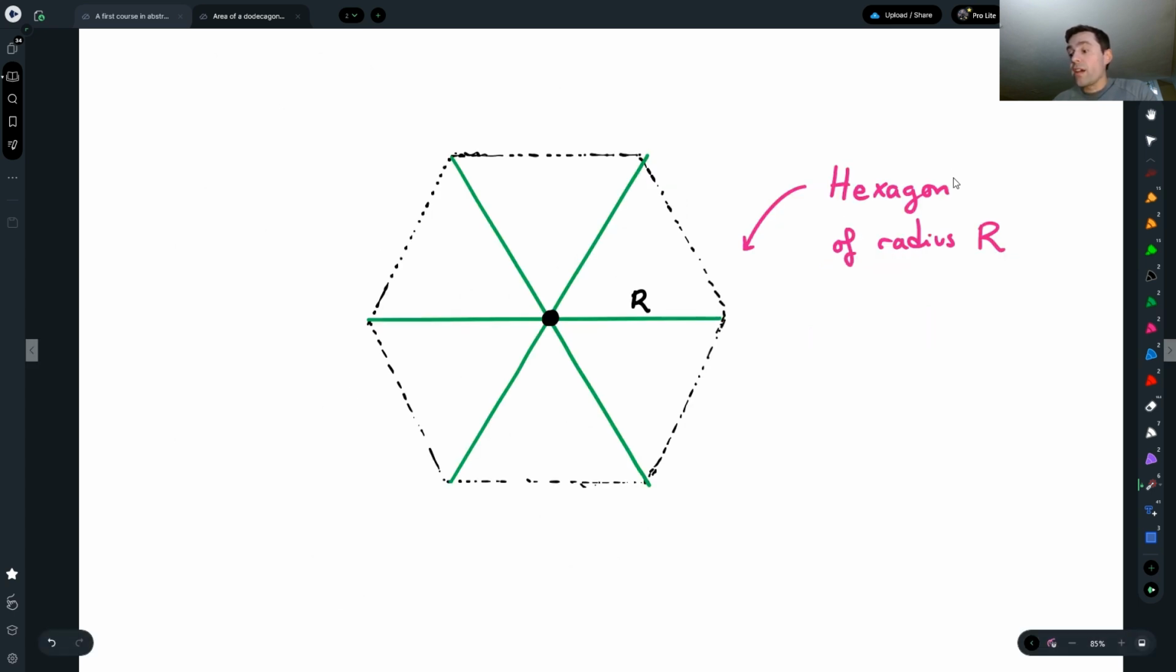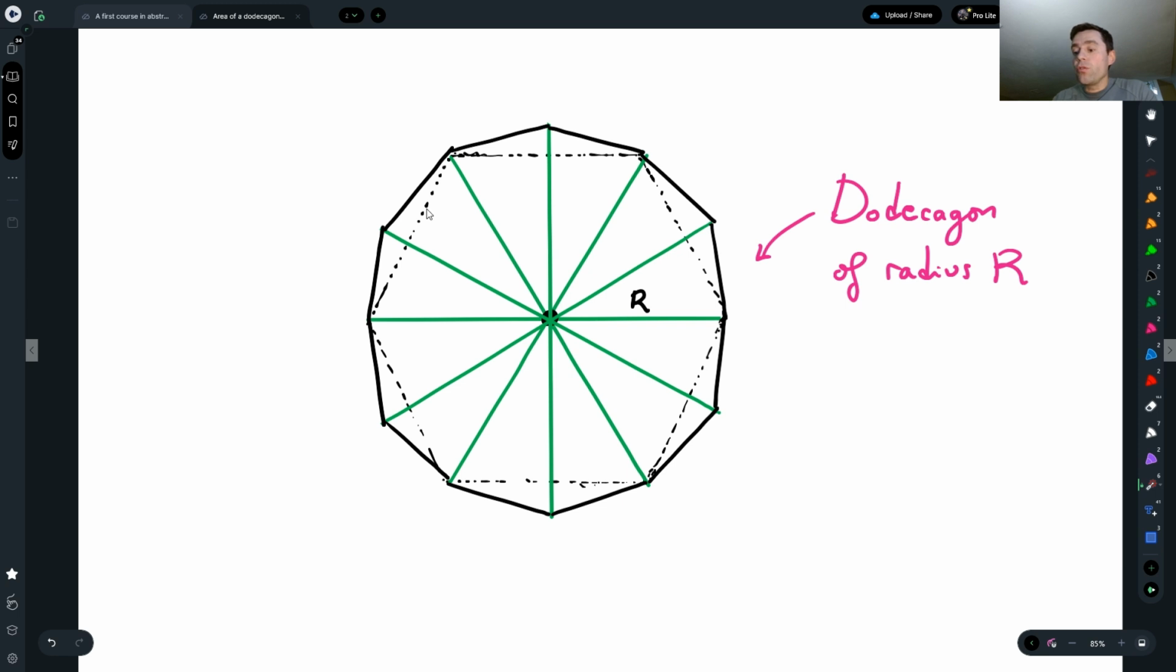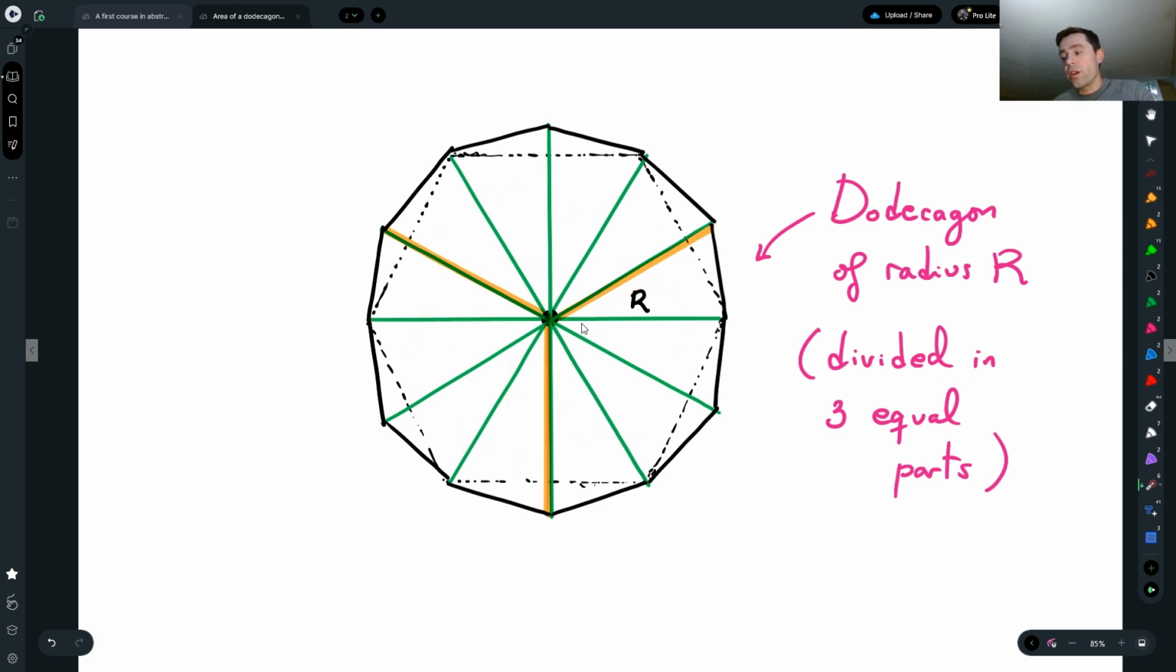I'm going to start with a hexagon of radius r, and I'm going to complete it to a dodecagon. So I'm going to draw on top of it a dodecagon, still radius r, and I'm going to divide it in three equal parts. So this chunk, this chunk, and this chunk of the dodecagon are exactly equal because you can see there's four of these triangles in each one. So these are three equal parts of the dodecagon.